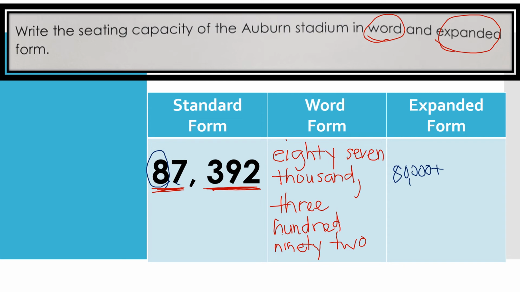Then I'm going to look at my 7. It's in the thousands place. So if I have 7 thousands, then I have 7,000. Plus, our 3 is in our hundreds place. So 3 hundreds is 300, plus our 9 is in the tens place. If I have 9 tens, I have 90. And then last we have 2 ones, which is 2. So expanded form, you should have 80,000 plus 7,000 plus 300 plus 90 plus 2.